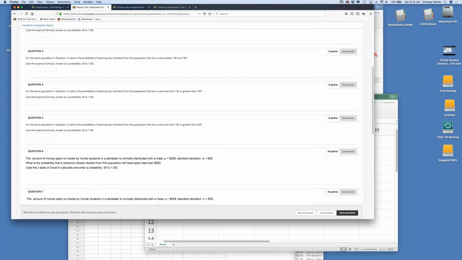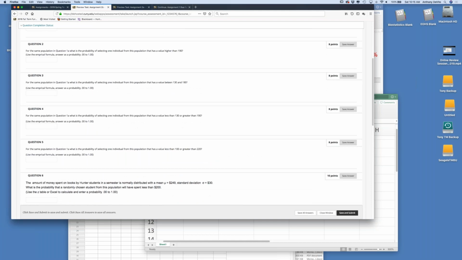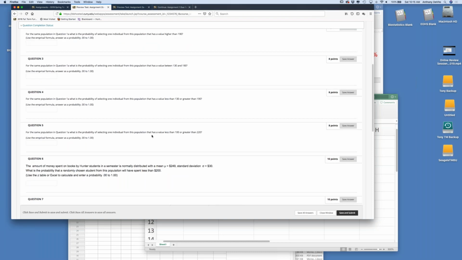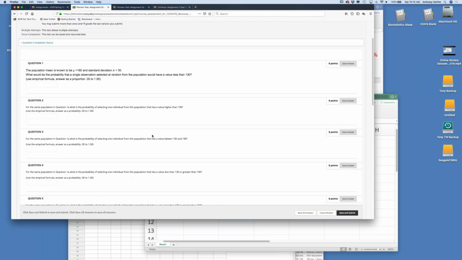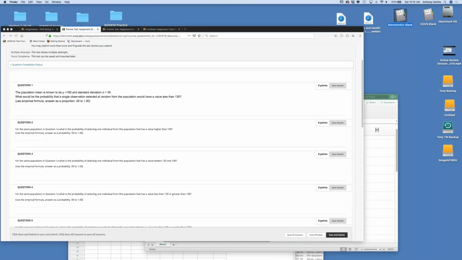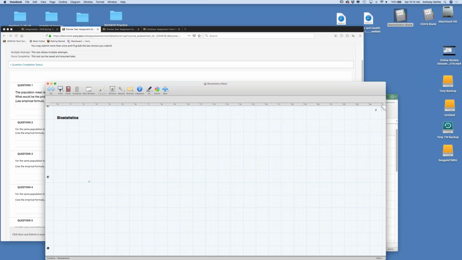Question 4. Somebody brought up question 5, right? In this first problem, we're employing the empirical rule, and the empirical rule, as we learned in class, tells us that in a normal distribution, a property of the normal distribution is important to us.